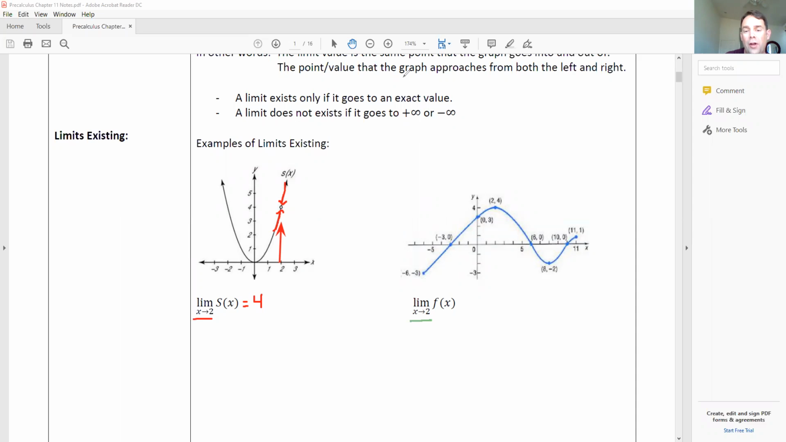It doesn't matter if it's an open dot or a closed dot. It's just what is it going to. Over here, when x approaches 2, notice on this one we actually have a closed dot, and that works too. It doesn't matter if it's an open dot or a closed dot for them. It's just that the graph goes in and out of the same value. If that happens, we say that the limit graphically exists. We can evaluate the limit from a graph by what it goes in and out of. So that's what it looks like when a limit exists.